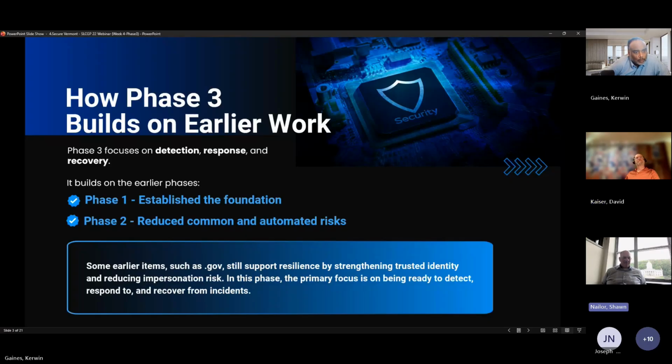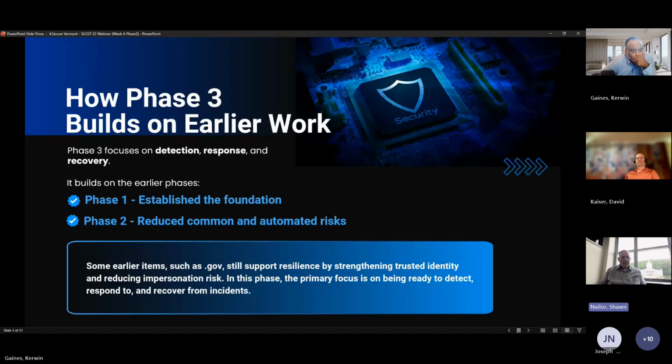How phase 3 builds on earlier work: this phase is really about detection, response, and recovery. Phase 1 was, let's get the fundamentals, the foundation, in place. We did an asset inventory, we established policies, and we designated someone who's part cheerleader, part taskmaster. They don't have to be a technical person, but they're the cyber lead, so it's their responsibility. It's one of the hats they have to wear.